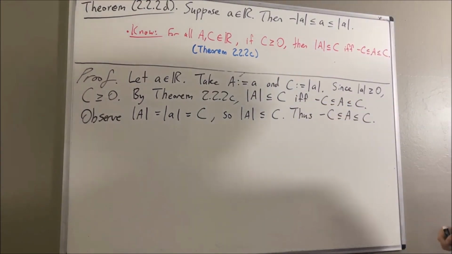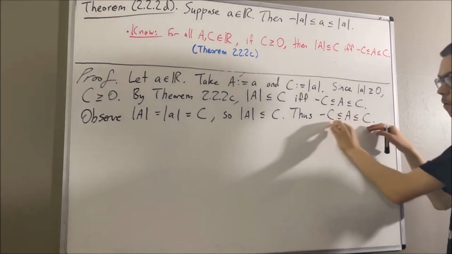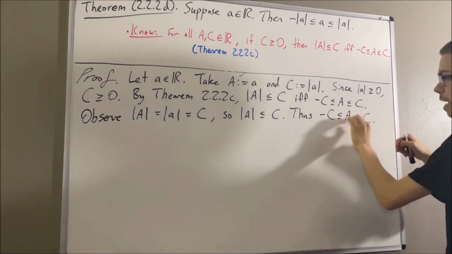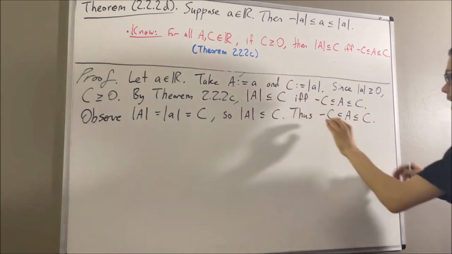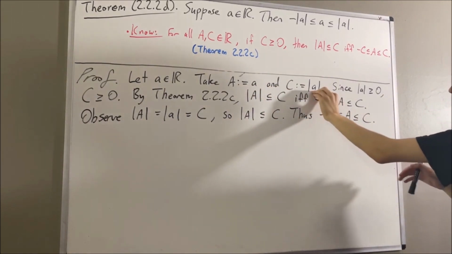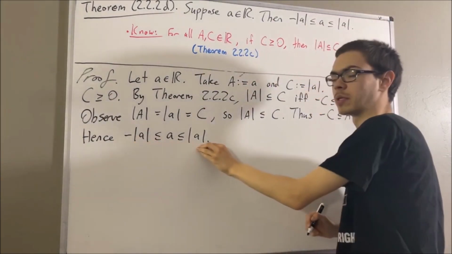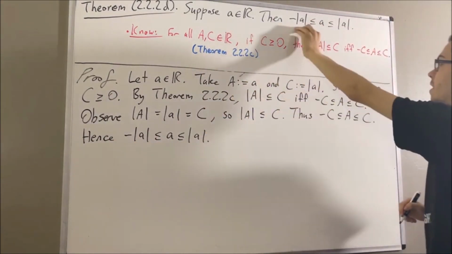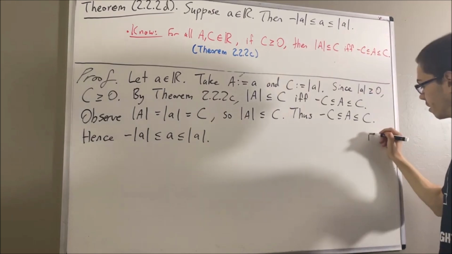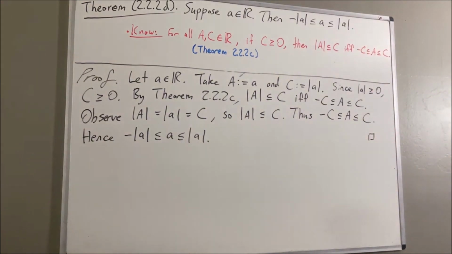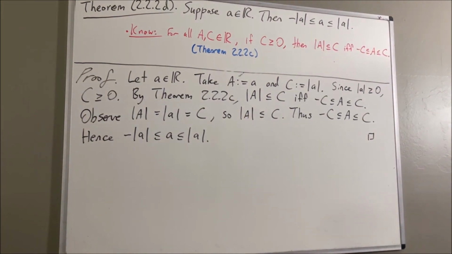And now, let's replace capital A and capital C for what they are. Right? Capital A is just a, and capital C is the absolute value of a. So, this statement must be true. And that's exactly what we wanted to prove. So this completes the proof. And so yeah, that's pretty much it for this video.